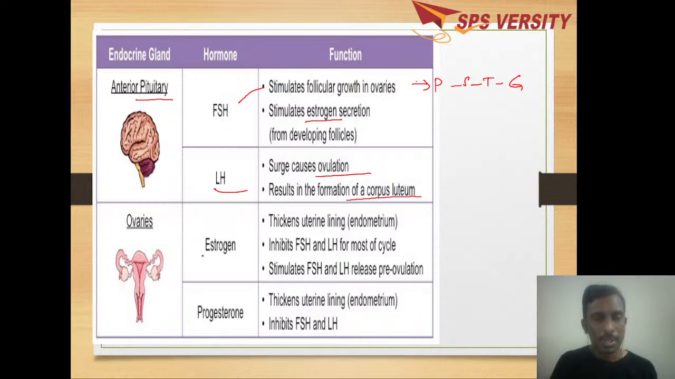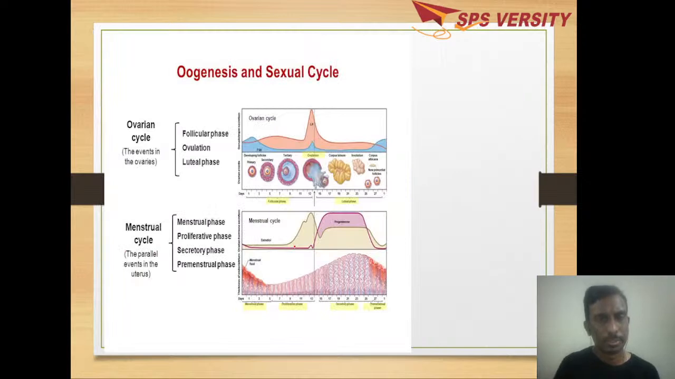Now, when you come to estrogen, it will cause thickening of the uterus lining, that is endometrium, inhibits FSH and LH, and it stimulates the release of FSH and LH before ovulation. And when you come to progesterone, it increases the endometrial thickness, inhibits FSH and LH. So these are the roles played by the hormones in a menstrual cycle. That is FSH, LH, estrogen, progesterone.